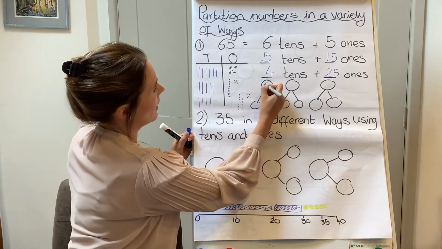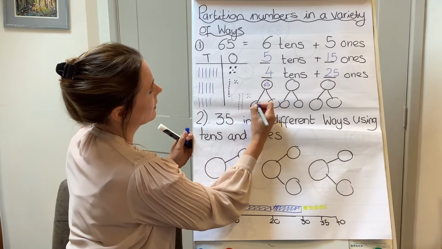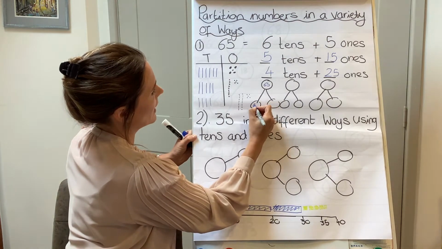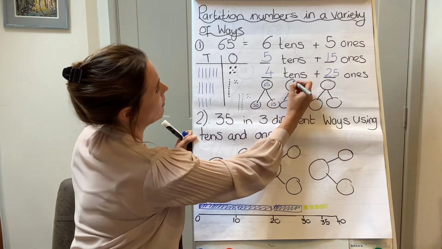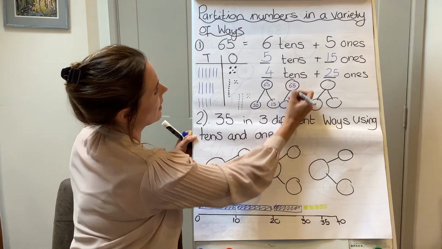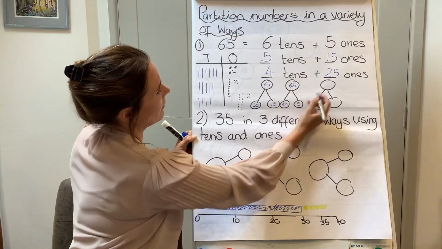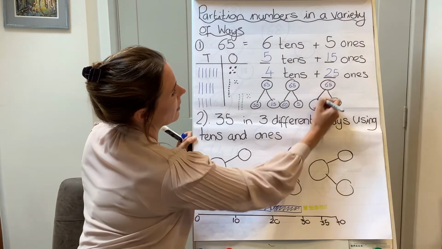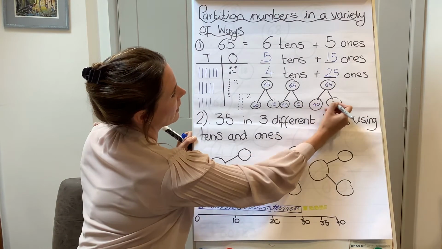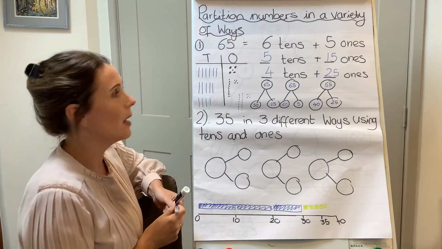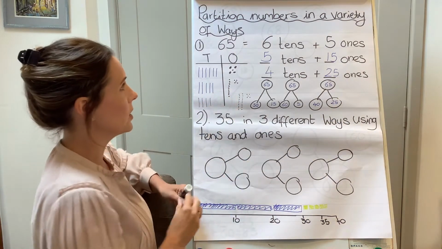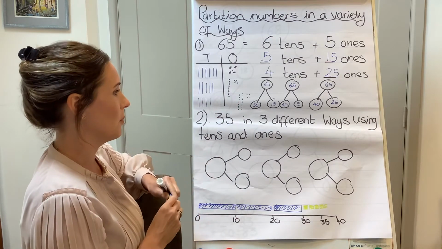So 65 can be made of 50 and 15. It can be made of 60 and 5. It can be made of 40 and 25. Those are different ways of making a number, and it's really useful to be able to partition numbers in tens and ones in different ways.